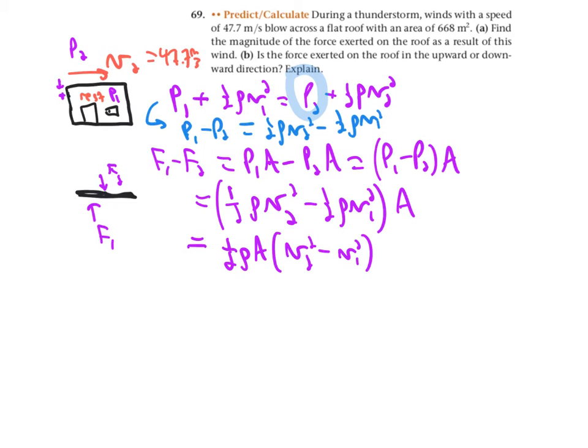Oh, but look, V1 is 0, right? It's at rest inside. So I can put that to be 0, so that actually kind of goes away completely. And I'm left with the difference in forces being 1/2 rho A times V2 squared. So I can just put in some numbers and figure out what they come out to be. Notice it will be a positive number. The net force will be upward.